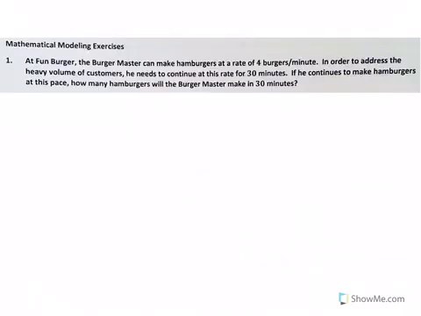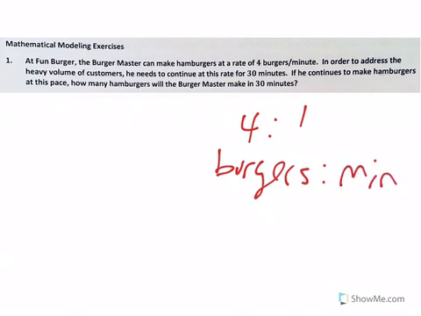All right, here's our first example. At Fun Burger, the burger master can make hamburgers at a rate of 4 burgers per minute. So 4 burgers every 1 minute. So our ratio is 4:1 burgers per minute. In order to address the heavy volume of customers, he needs to continue this rate for 30 minutes. He needs to be able to do that for 30 straight minutes. If he continues to make hamburgers at that pace, meaning he doesn't speed up or slow down, how many hamburgers will the burger master make in 30 minutes?